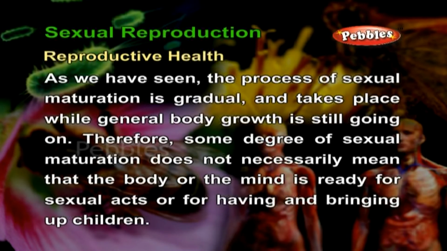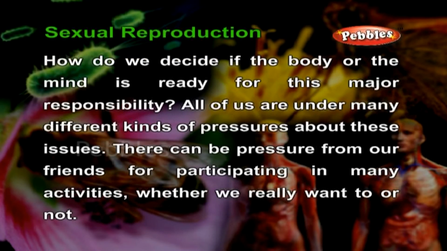Reproductive health. As we have seen, the process of sexual maturation is gradual and takes place while general body growth is still going on. Therefore, some degree of sexual maturation does not necessarily mean that the body or the mind is ready for sexual acts or for having and bringing up children. How do we decide if the body or the mind is ready for this major responsibility?